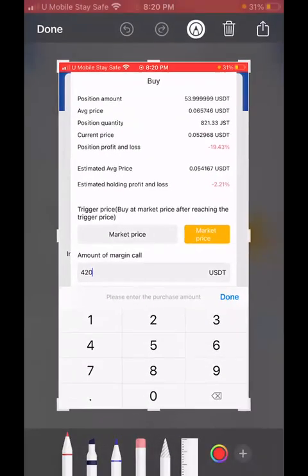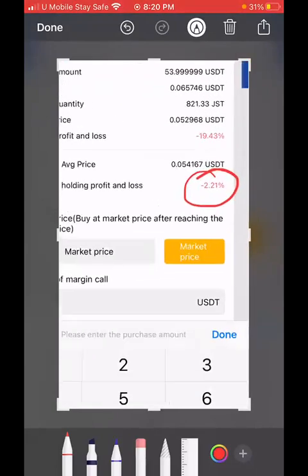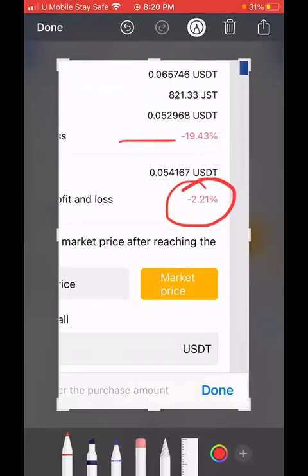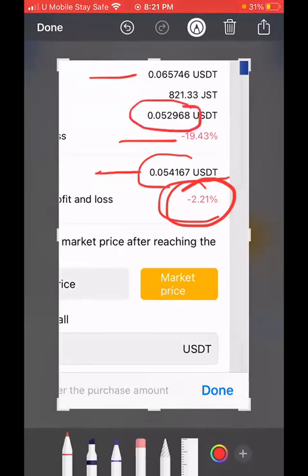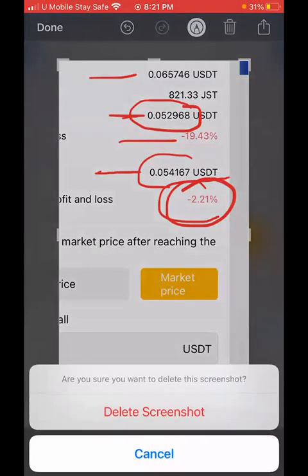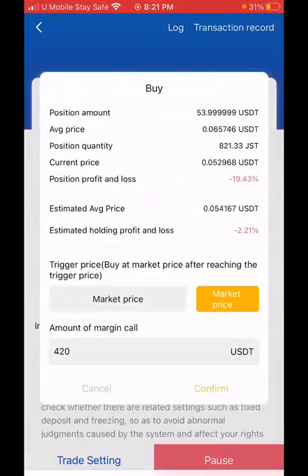420. Guys, did you see what happened? My floating loss, did you see that? From 19% of floating loss because of poor money management to just minus 2.21 floating loss because of perfect money management. It has now brought down my current entry price from 0.65 down to 0.054, which is very close to the current price, which is 0.052. Did you see that? So this is what we do when we use this money management.